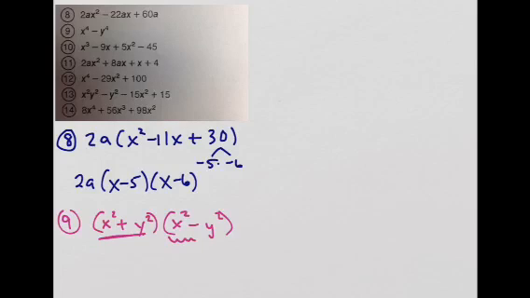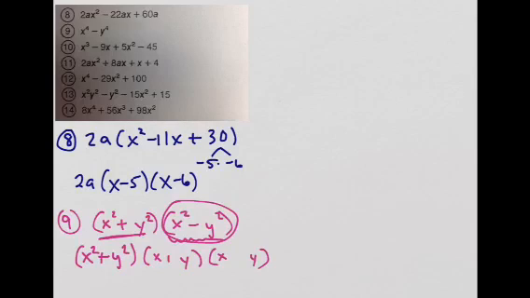But this one, I can factor it again, because this one right here is a difference of two squares. So I'm going to bring down the sum. That one we can't do anything else to it. But x squared minus y squared, I can factor it some more. So the square root of x squared is x. The square root of y squared is y. Plus, minus. So here's the final answer.